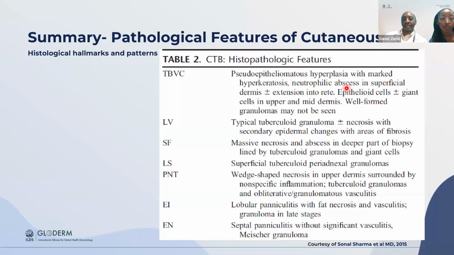And finally, in erythema nodosum, you're going to have a septal panniculitis, not a lobular, without a significant vasculitis, but you may find granulomas. So these are the classic features.